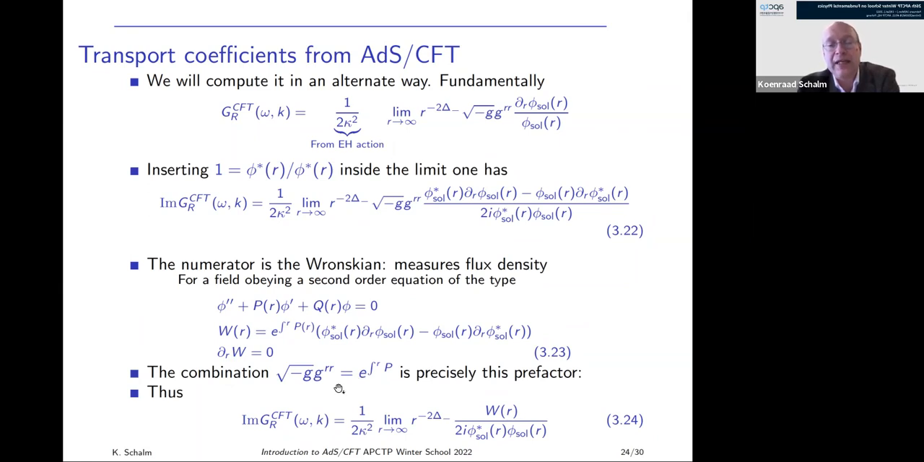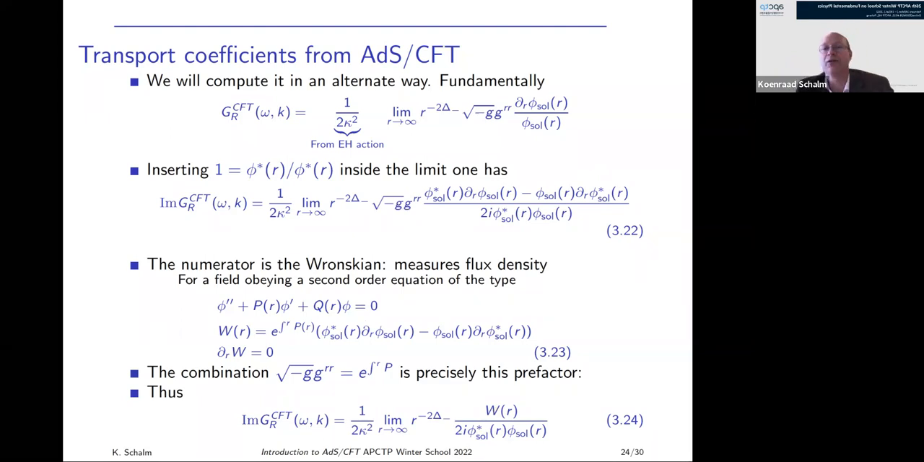So what that means is that I can write the imaginary part of the retarded Green's function as 1/(2κ²) times the limit where I take the cutoff to infinity. And this whole numerator here, including the square root of minus g g^{rr}, is just the Wronskian that is associated with the equation of motion. Okay, and then I still have to divide it by 2i times the absolute value squared of the solution.